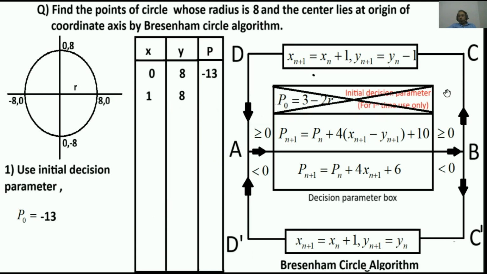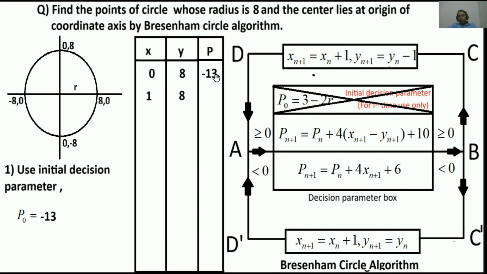I told you that once you have used the initial decision parameter, you no longer use it. Now that we have found the next point, what will be the next decision parameter formula? Simple. If the previous decision parameter was negative, then you follow the decision parameter of the next step, which is the formula below AB. You can see that for smaller than 0, you use this formula.